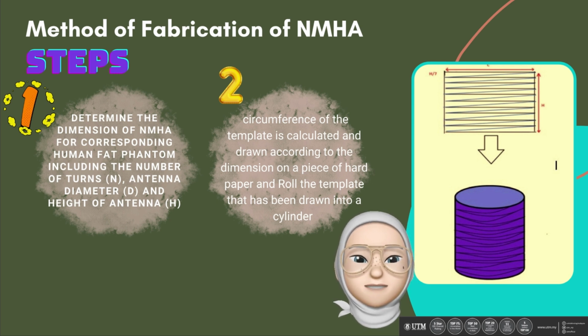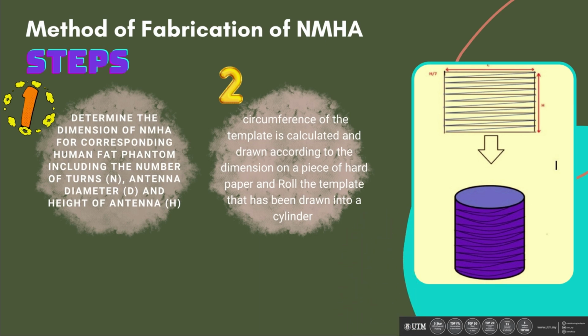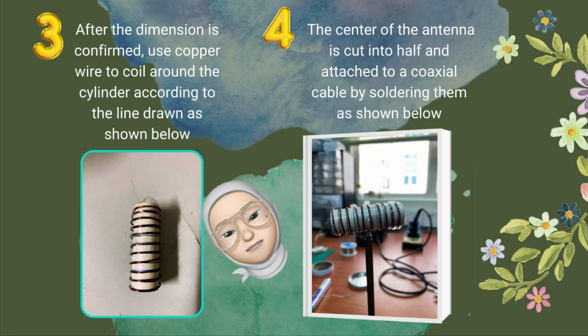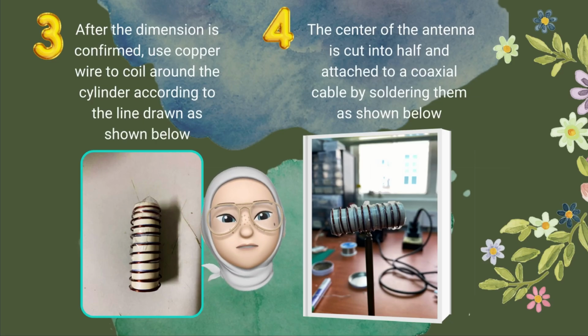Roll the template that has been drawn into a cylinder as shown on the right side. Step 3, after the dimension is confirmed, use copper wire to coil around the cylinder according to the line drawn. And step 5, the center of the antenna is cut into half and attached to a coaxial cable by soldering them.